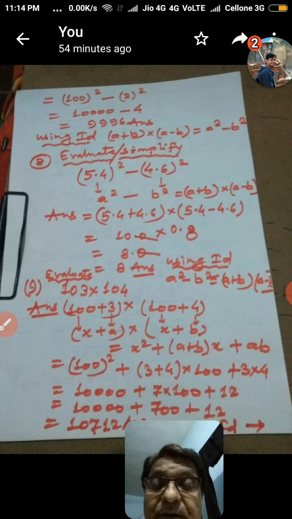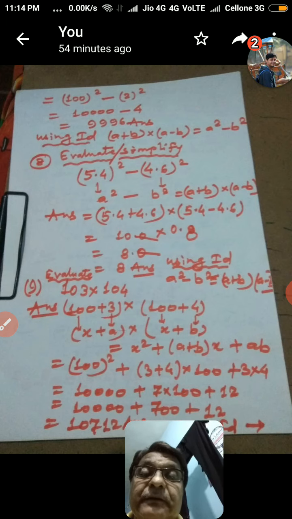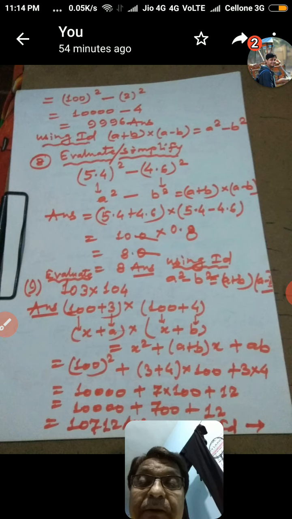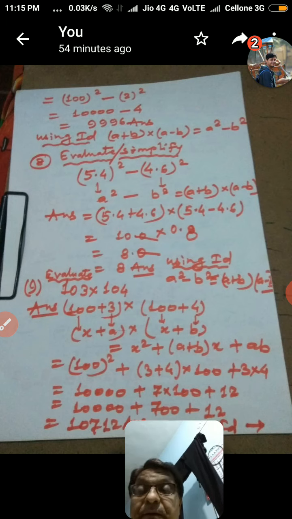a square minus b square is given, and the answer will be (a plus b) into (a minus b). So write a plus b in one bracket and a minus b in one bracket. So it will be a plus b, that is 5.4 plus 4.6, into a minus b, 5.4 minus 4.6. Now go on simplification. Finally you will get 8 as the answer. Using the identity, now write the identity in the form in which you are using it. The form will be a square minus b square is equal to (a plus b) into (a minus b).